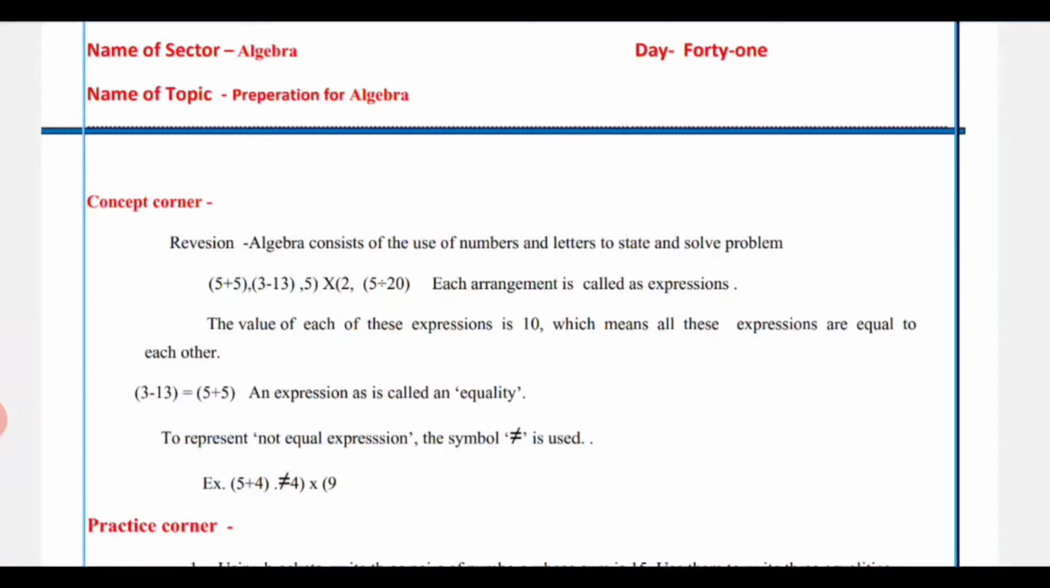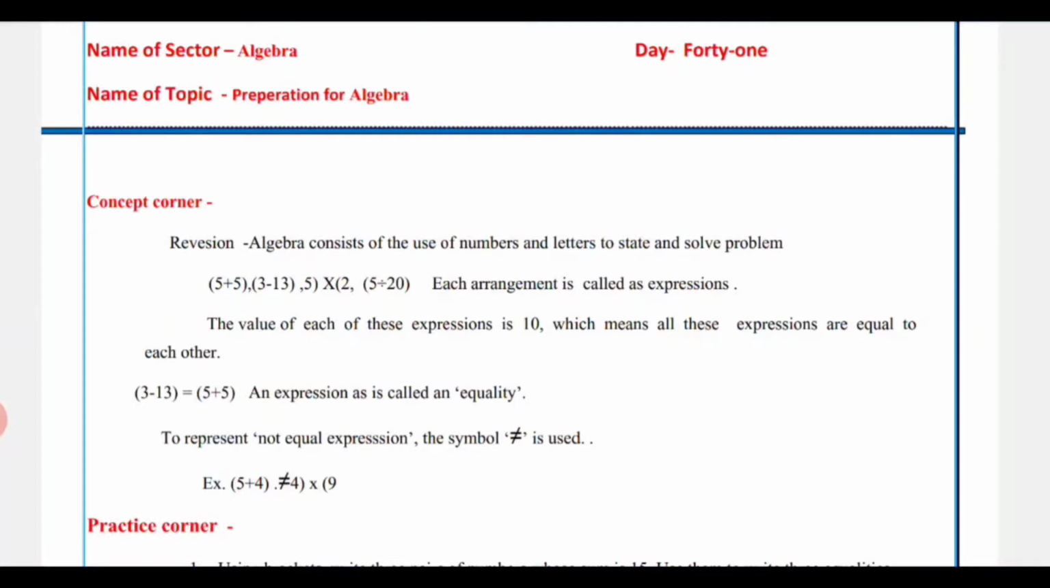the problem. So we can see 4 brackets are there. 5 plus 5, 13 minus 3, 5 into 2, 20 divided by 5. Each of these arrangements is called an expression. 5 plus 5 is known as an expression, 13 minus 3 is known as an expression. So these are the expressions. The value of each of these expressions is 10, which means all these expressions are equal to each other.